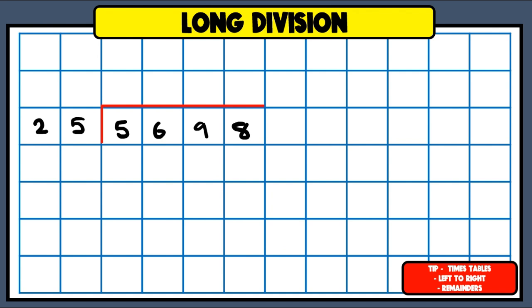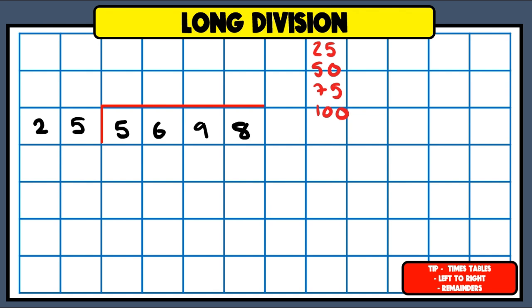Right, we've got 25 this time. So we've got a divisor of 25 and a dividend of 5,698. So how many times does 25 go into 5,698? I'm going to start straight away by doing my 25 times table. So I've got 25, and then 50, and then 75, and then 100.